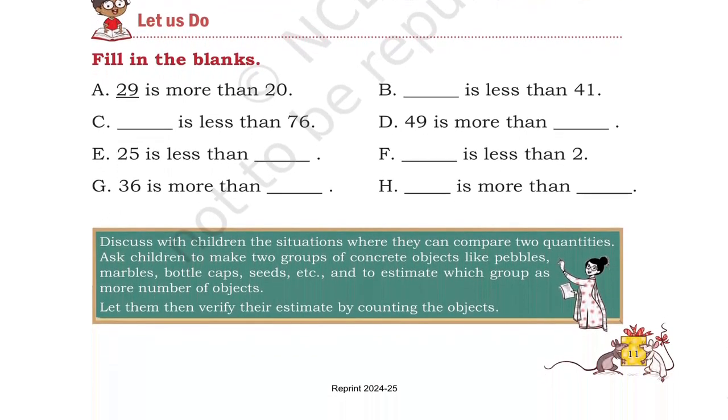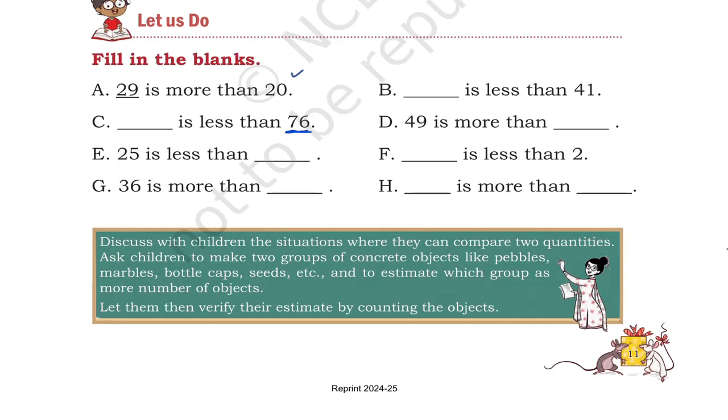Move forward, move forward. No stopping. We'll complete this chapter and then we will stop today's lecture. Now we have to see, fill in the blanks. 29 is more than 20. Fair enough. Dash is less than 76.